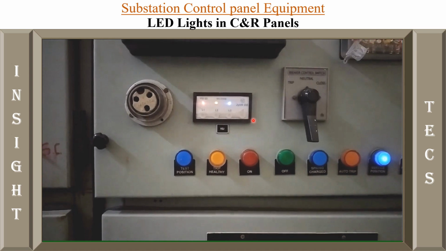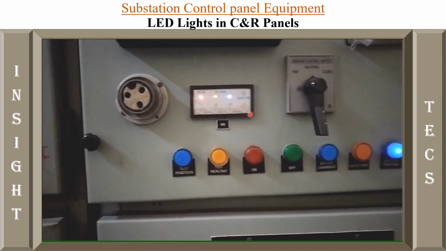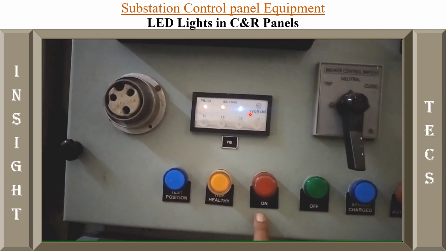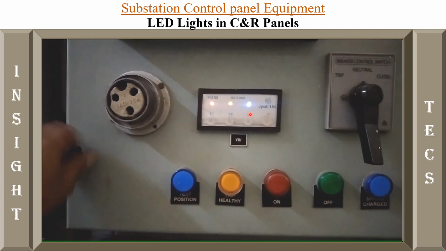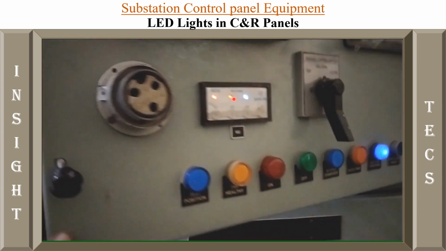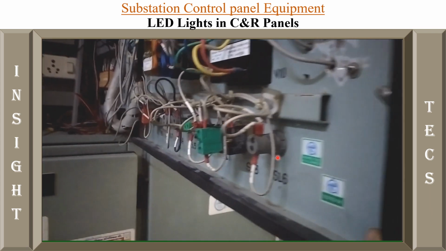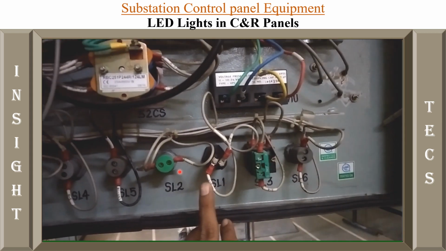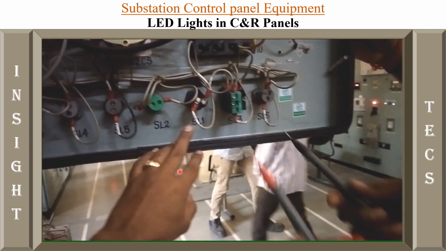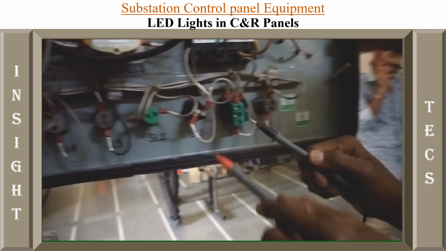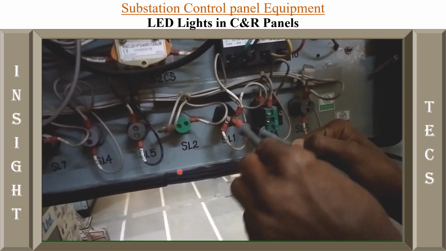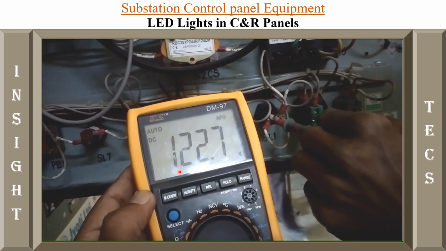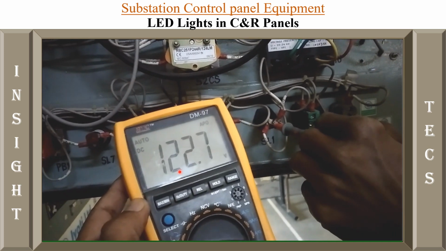See, in this video, as you can see over here, there are different kinds of LEDs. The breaker on LED is not glowing, although the breaker is on. So breaker on is indicated through this. Okay, so now let us see the back side. On the back side, on the third LED, we will measure the voltage. Okay, how much voltage should be there? There should be 110. Okay, there are 127 volts. That means voltage is alright.